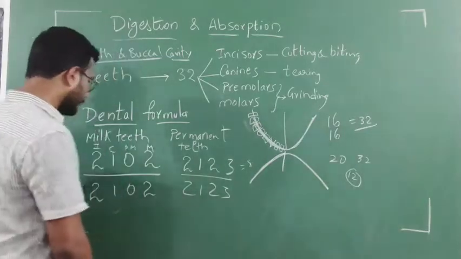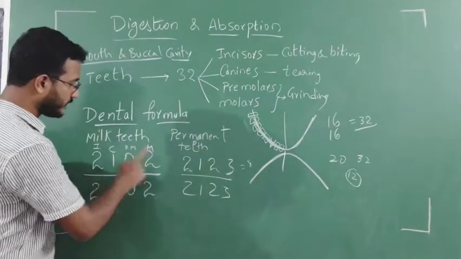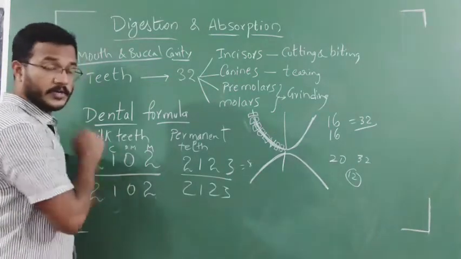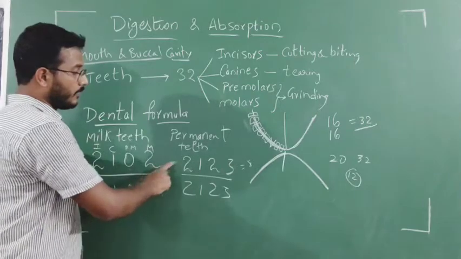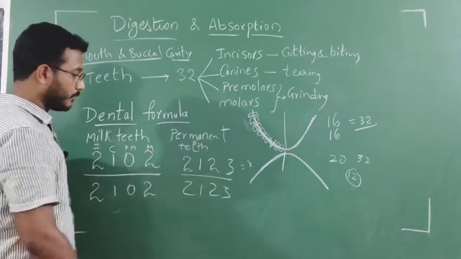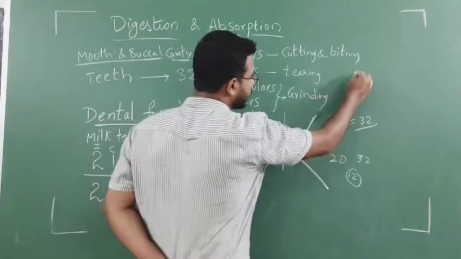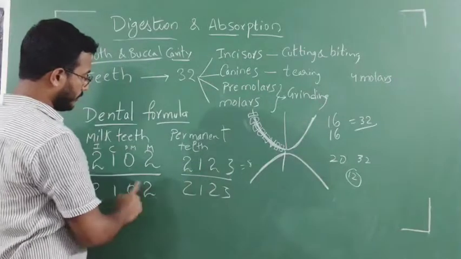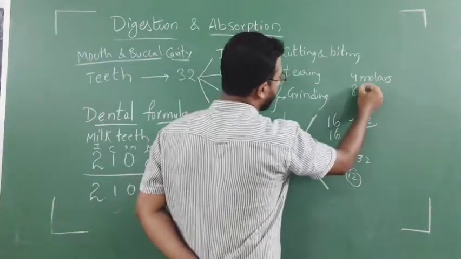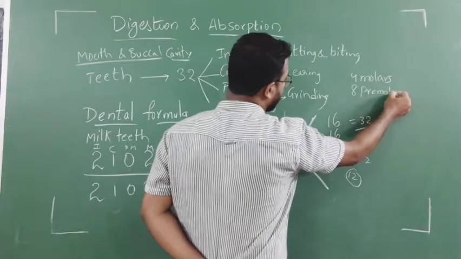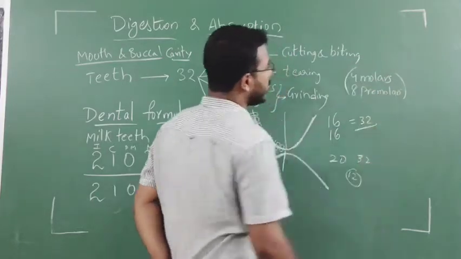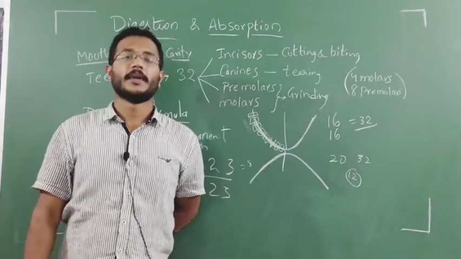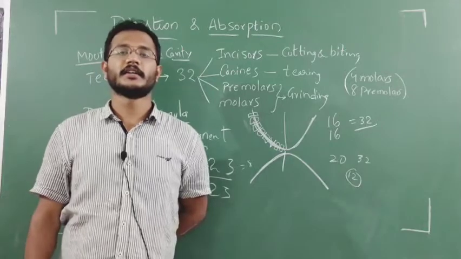So what are those? This one is the same. Here there are no premolars, and here 1 molar is not there. So total 4 molars absent, and here having 2 that means 8 premolars. So these 8 premolars and 4 molars are absent in the milk teeth, and those come in the permanent teeth.